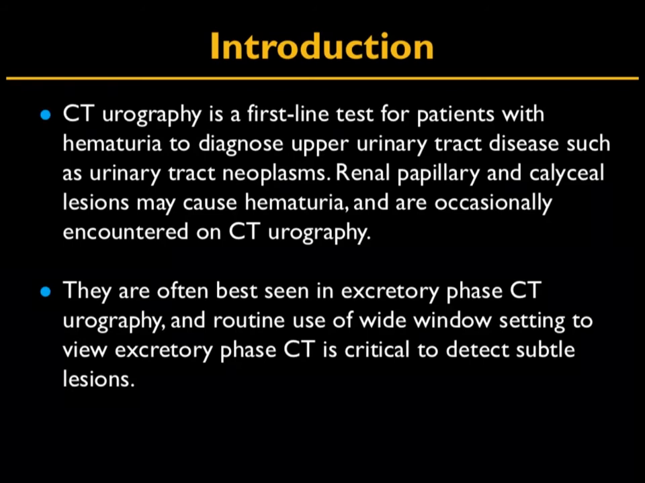It's one of the key components of evaluation of hematuria. We always do that as part of a renal study. You need to have an excretory phase to exclude many pathologies, including transitional cell carcinoma. And we know that renal papillary and calyceal lesions can cause hematuria, and can be difficult to see and, in fact, very easy to miss on CT scanning. The excretory phase becomes very, very critical.